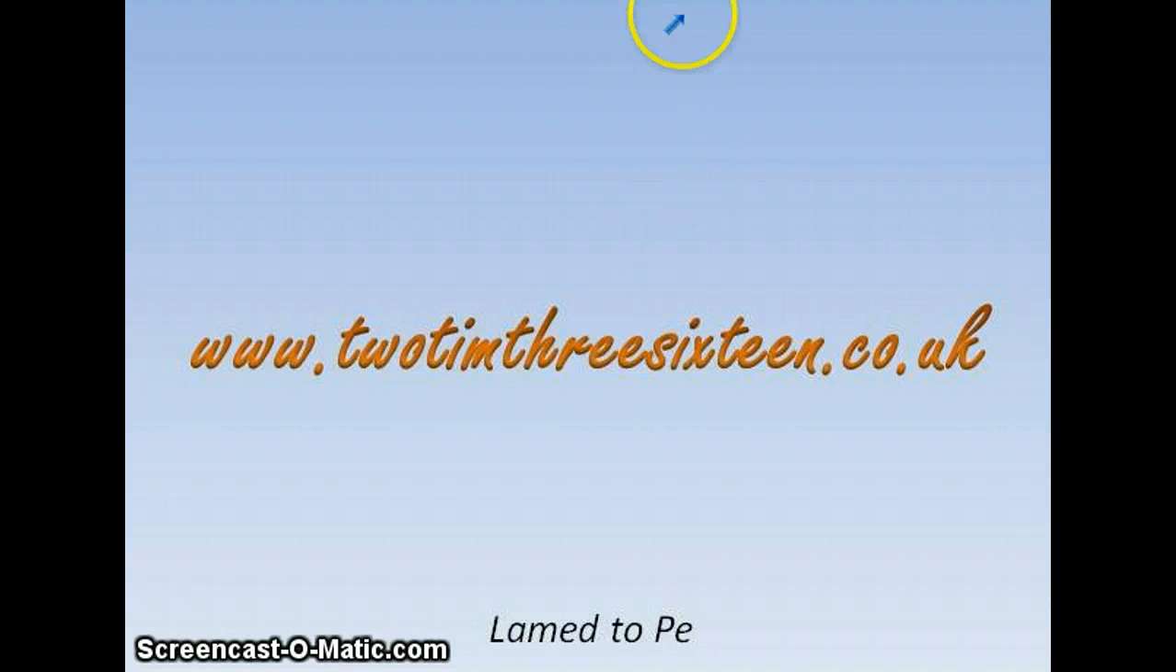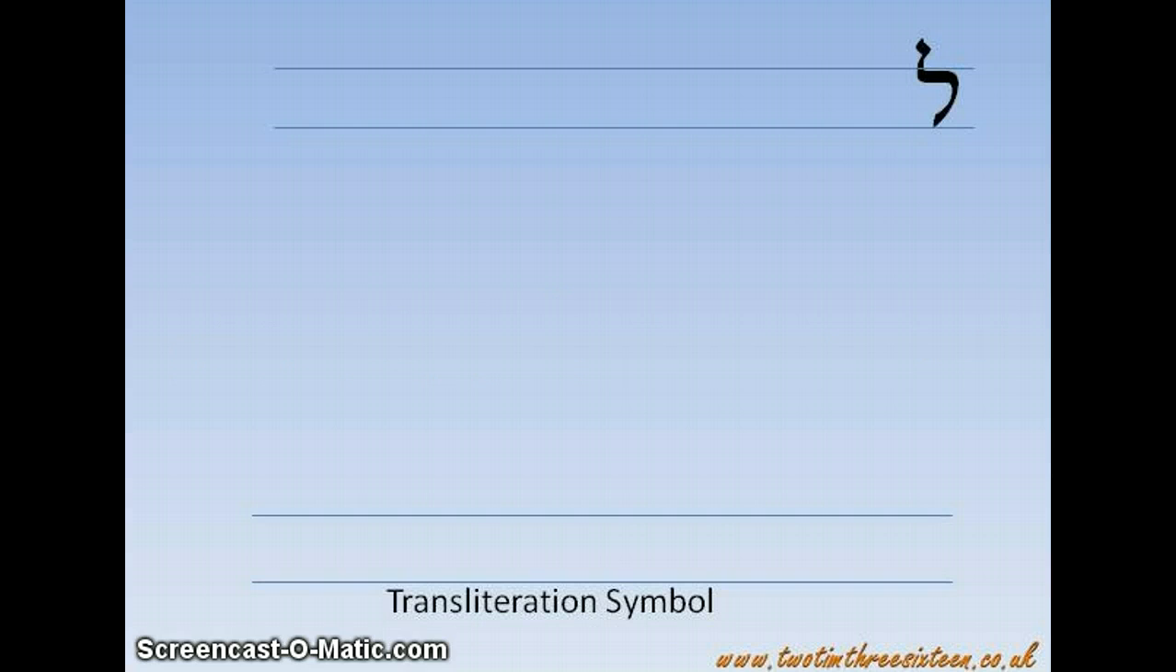My name's David Emanuel. We're going to be carrying on with our Hebrew letters, and today we're going to look at the letters from Lamed through to Pei. Begin with the Lamed, which is this one here.